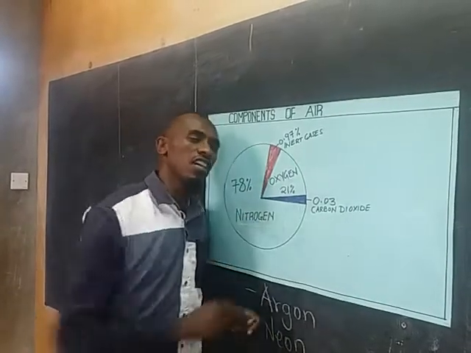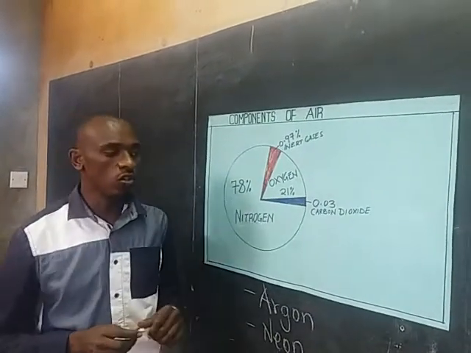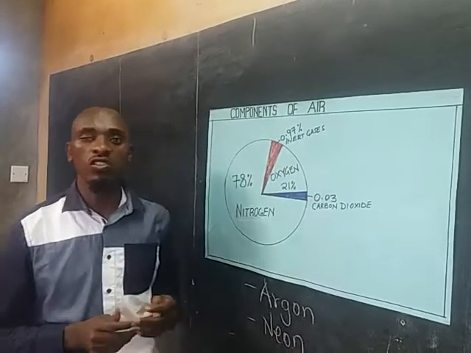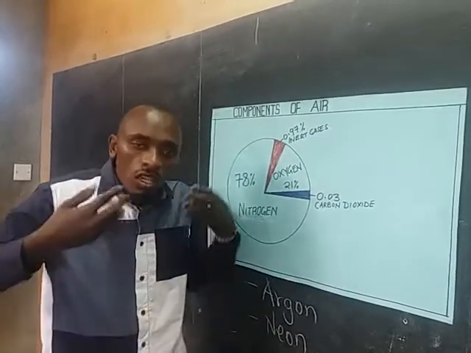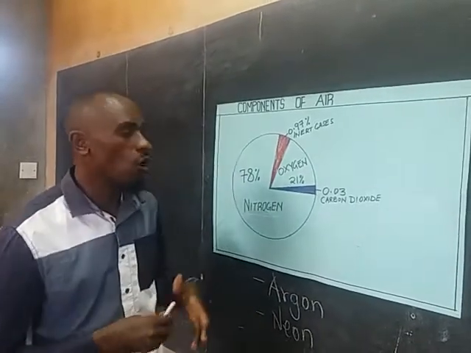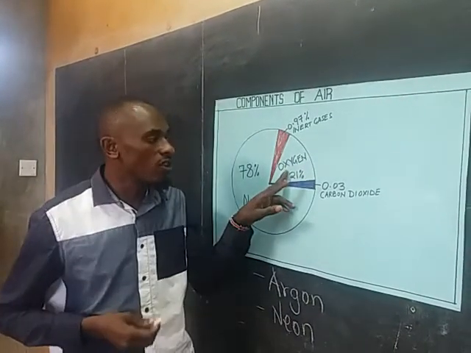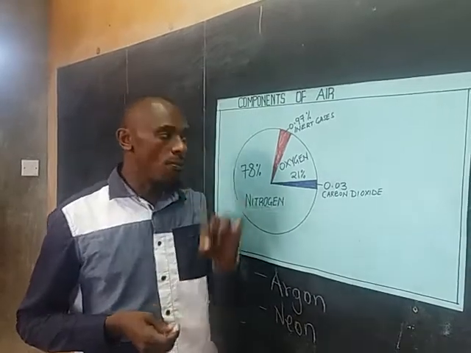Then we have oxygen. So, where is oxygen used? Oxygen, one, is used in breathing. When you breathe in, you say that you're taking oxygen. So oxygen is needed by your body. So you breathe in oxygen. So oxygen is used in breathing.